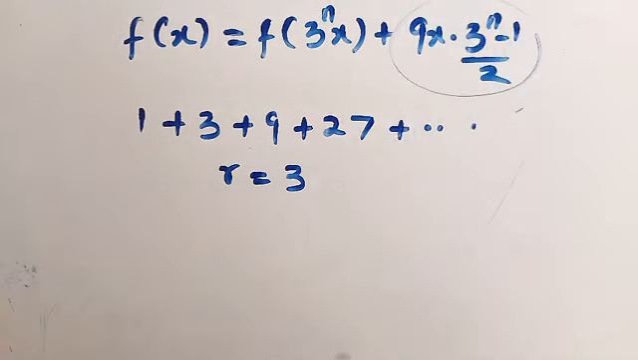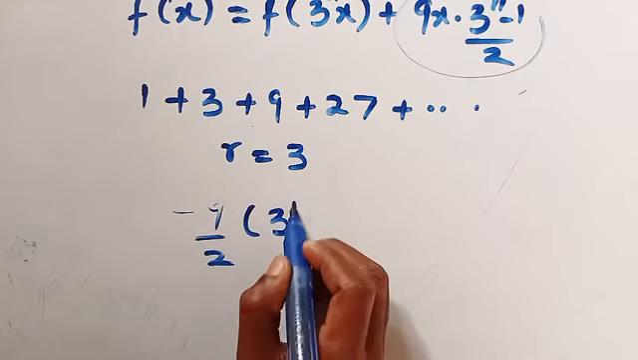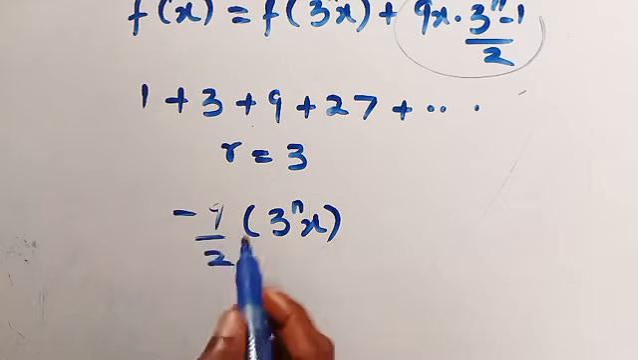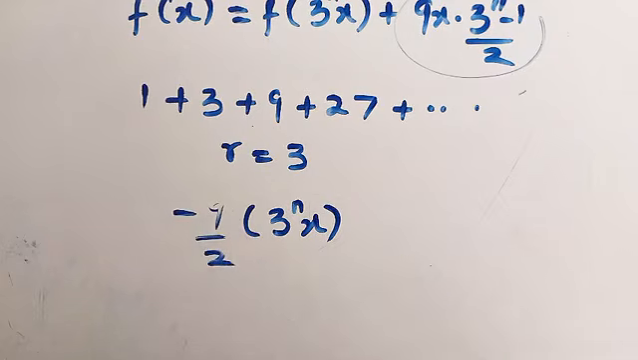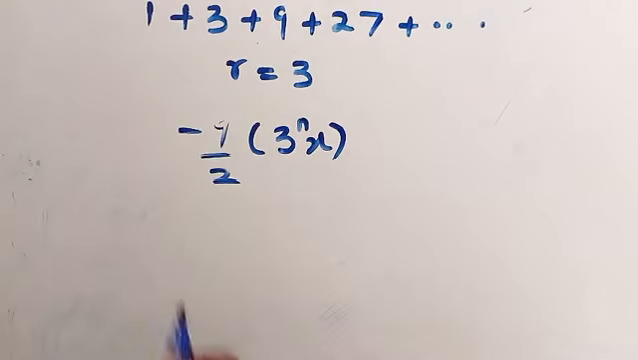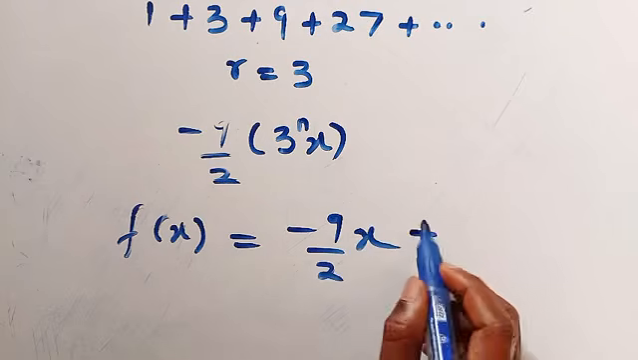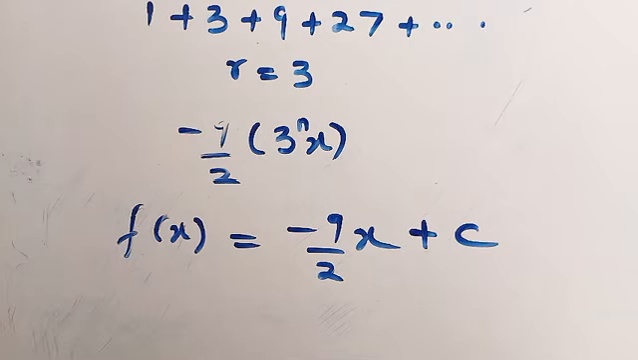And that particular point that can negate this is only when we have minus 9 divided by 2, then 3 power n x. This is the only point in that series that will make f of 3 power n x vanish. Since we have considered this, it shows that f of x here is going to be minus 9 divided by 2 times x, plus c. So this c is a constant of this function. So this is the first way of solving this problem.